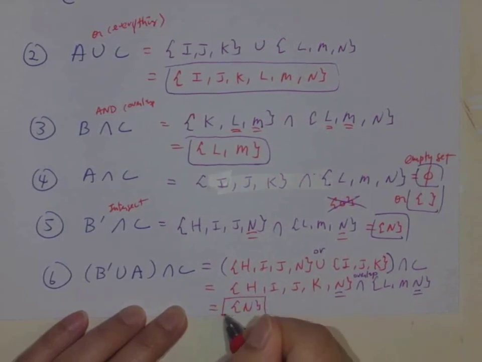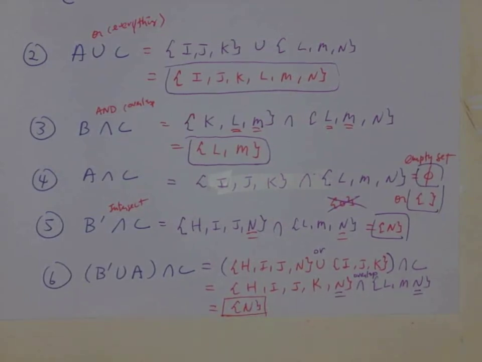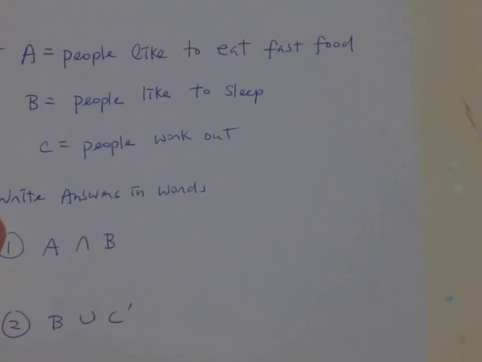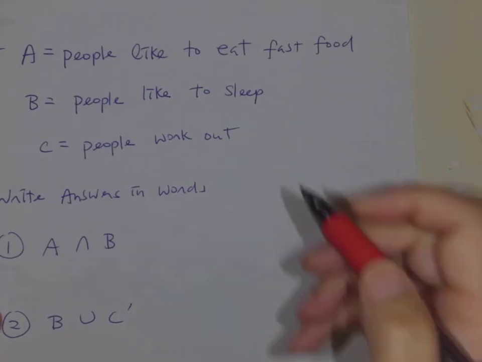So I don't have a lot of homework questions this time, so make sure you practice this and make sure you understand it, okay? So that's one of them. And the next part we want to talk about is if we give you 3 sets. A is people like to eat fast foods, B is people like to sleep, and C is people like to work out. So if I ask you to write the answer in words, you have to use some of the keywords.